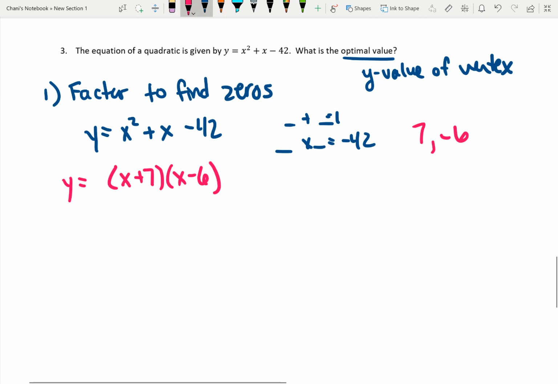Okay, I challenge you to finish this example to actually find the optimal value. You already learned these skills in chapter 4. You've already been tested on them. So I want you to go ahead and I'll take this up in our next class. Find the zeros, then find the x value of the vertex, and then find the y value of the vertex, which is your optimal value.